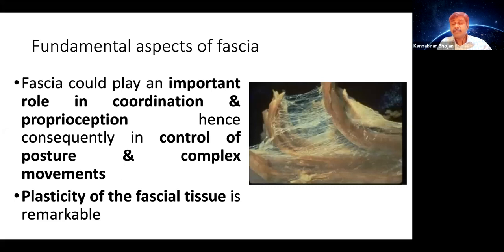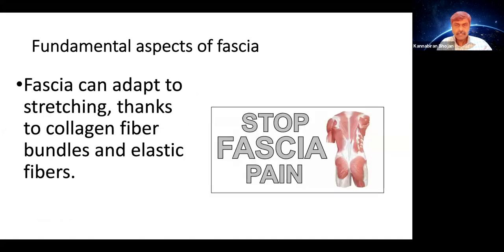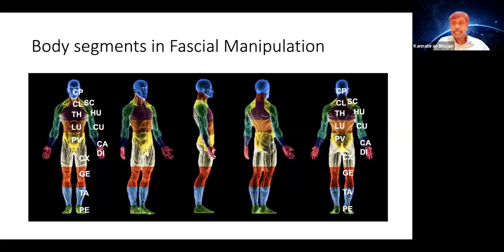Because the plasticity of fascial tissue is remarkable. A person trained for gymnastics can bring the fascia to a different level of stretching capability, whereas a person who is lethargic or has a white-collar job and doesn't do any physical activity is totally different. So that's one thing: fascia can adapt to stretching. It is possible to manipulate the fascia because it has the property of malleability, and the collagen bundles and elastic fibers, when we start working on them, can definitely help to stop pain.